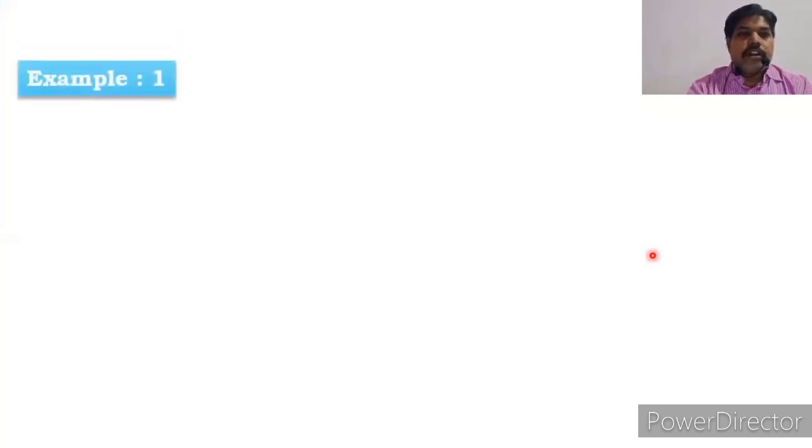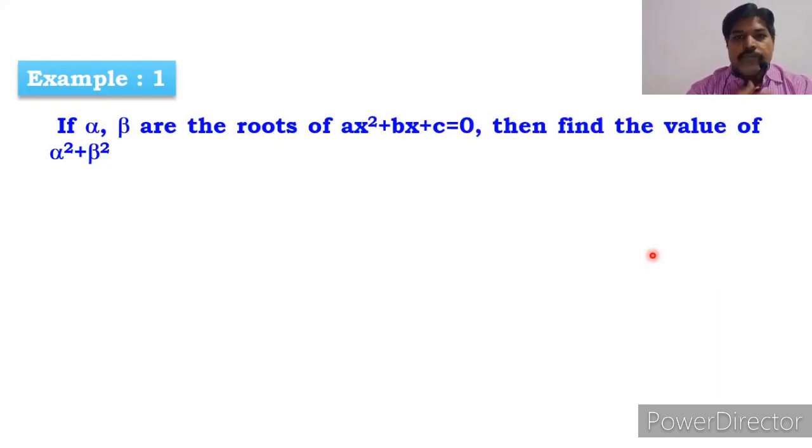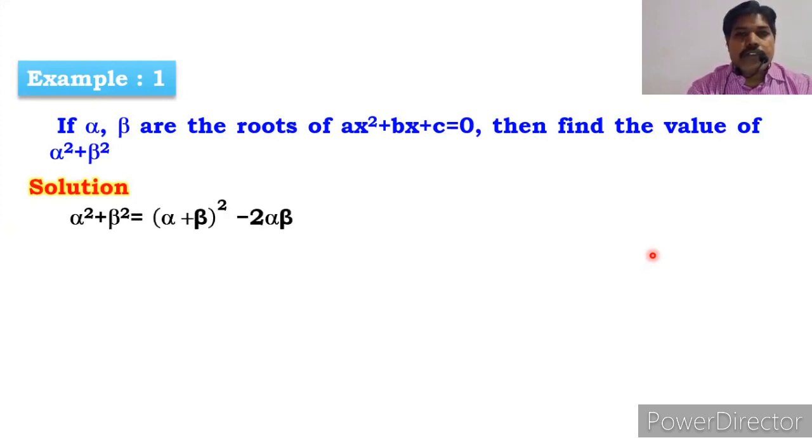So see some examples. See the example number 1. If alpha comma beta are the roots of ax square plus bx plus c is equal to 0, find the value of alpha square plus beta square. So see students, here alpha square plus beta square you can write as alpha plus beta whole square minus 2 alpha beta. Why? Because you know the formula: a square plus b square you can write as a plus b whole square minus 2ab.